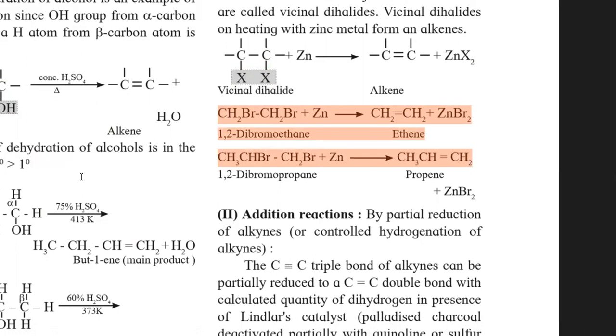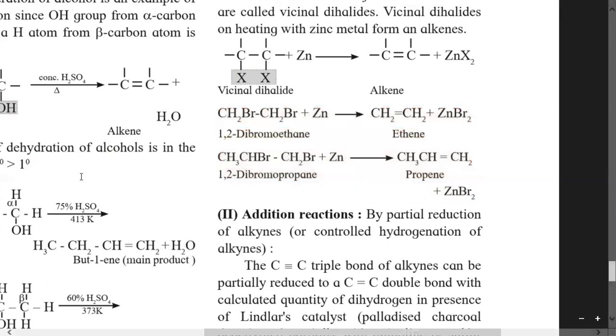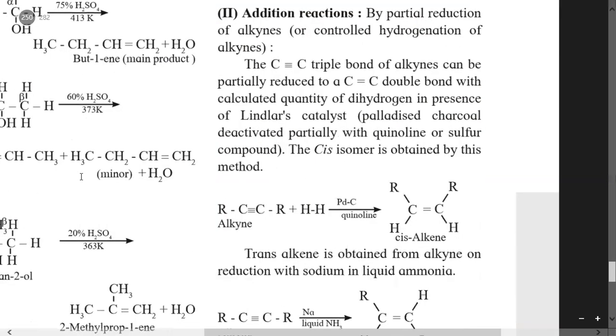Then the second example is CH3CHBrCH2Br. Here it is 1,2-dibromopropane, an example of vicinal dihalide containing 3 carbon atoms. When treated with zinc metal, both bromines are removed from adjacent carbon atoms and a double bond is formed. The alkene obtained is propene and the side product is zinc bromide. So these are the three methods given under elimination type of reaction.